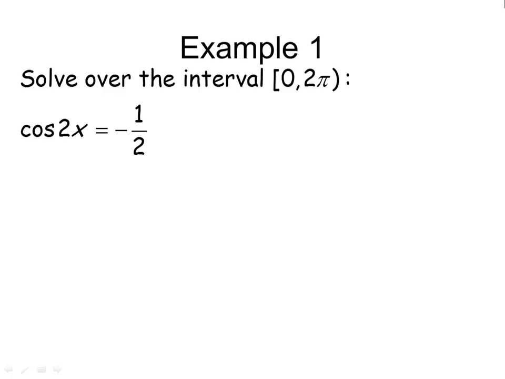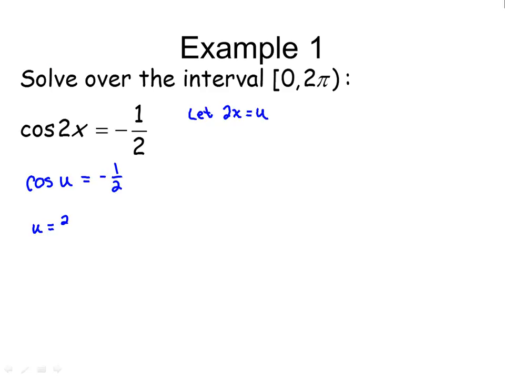What I'm going to do is look at the basic cosine curve. I'm going to look at cosine of what angle is equal to negative 1/2. So basically what I've done is I've let 2x equal u, because I want to look at the nature of just the basic cosine curve at 1/2 from 0 to 2 pi. So I'm going to figure out what u is, where cosine is negative 1/2.